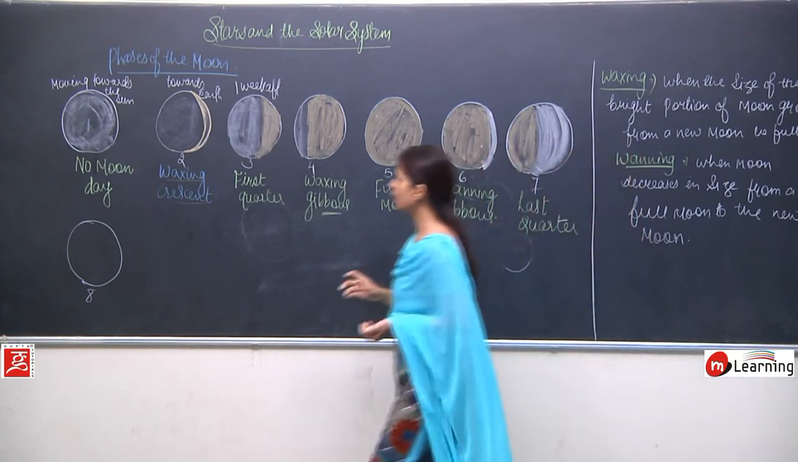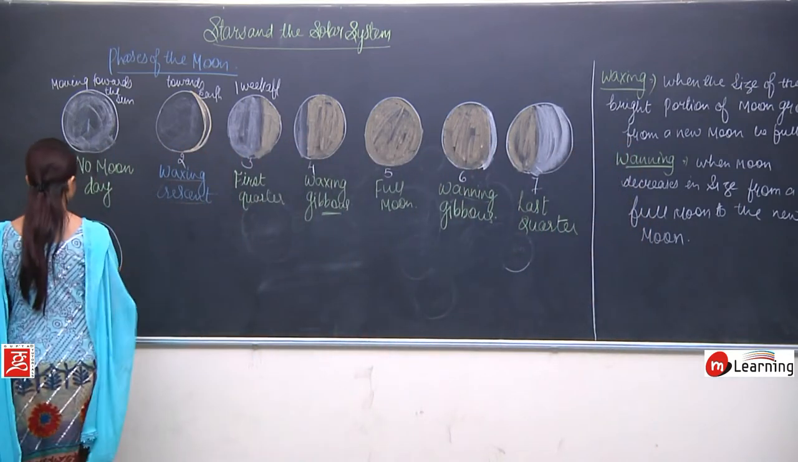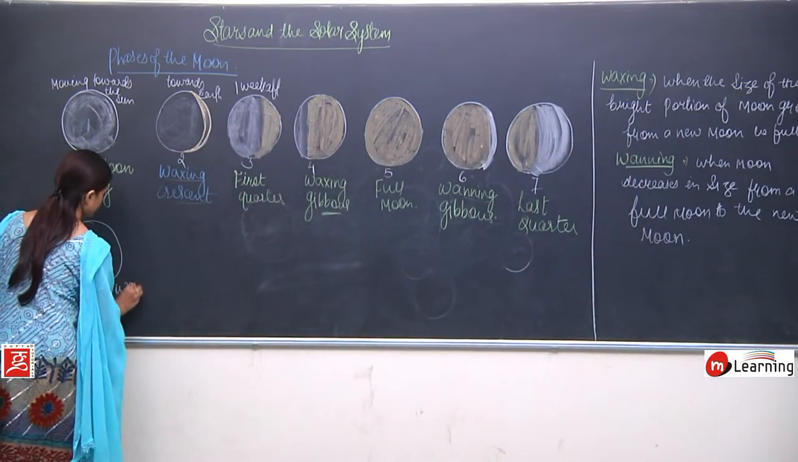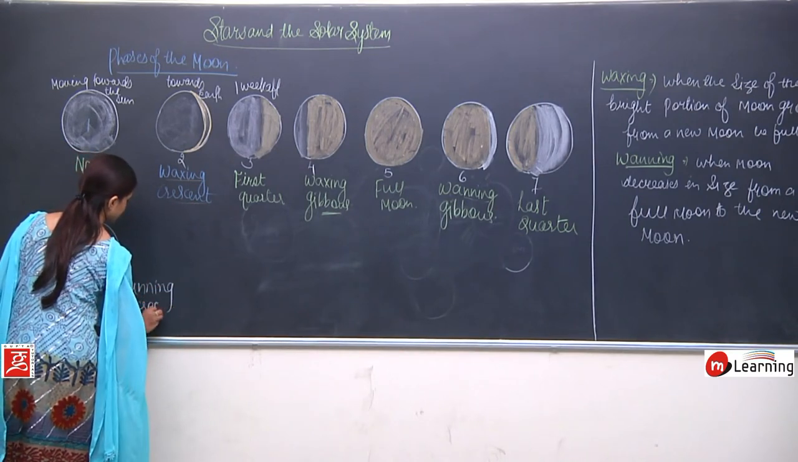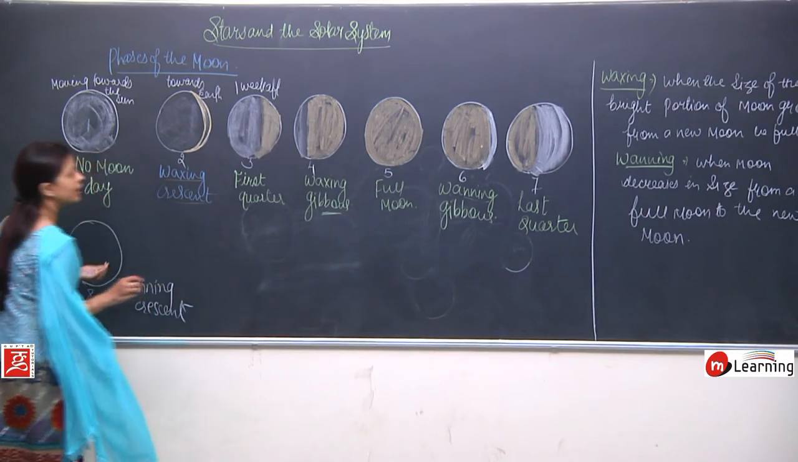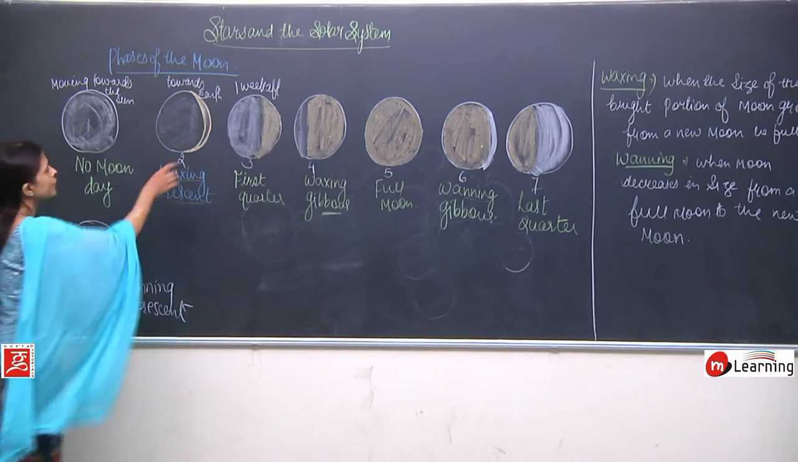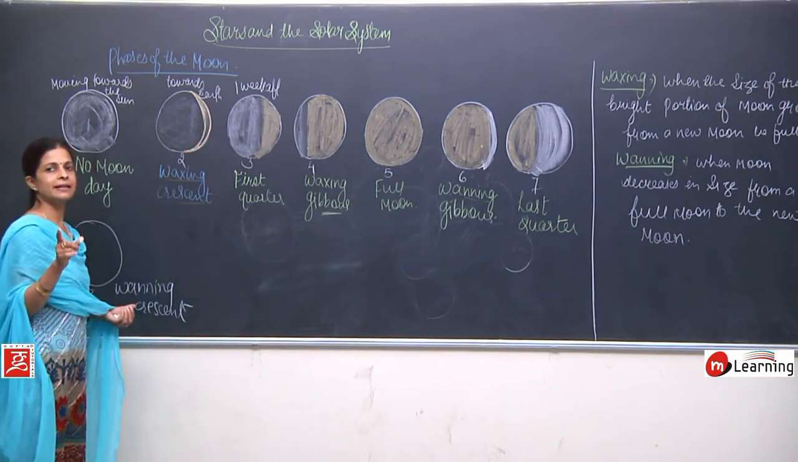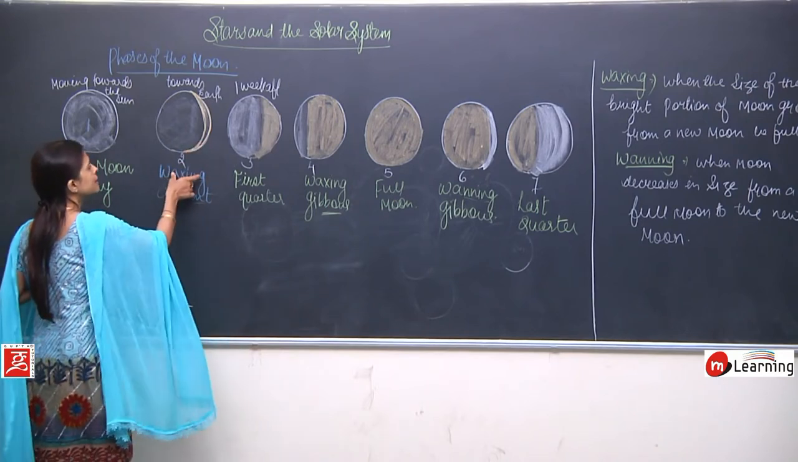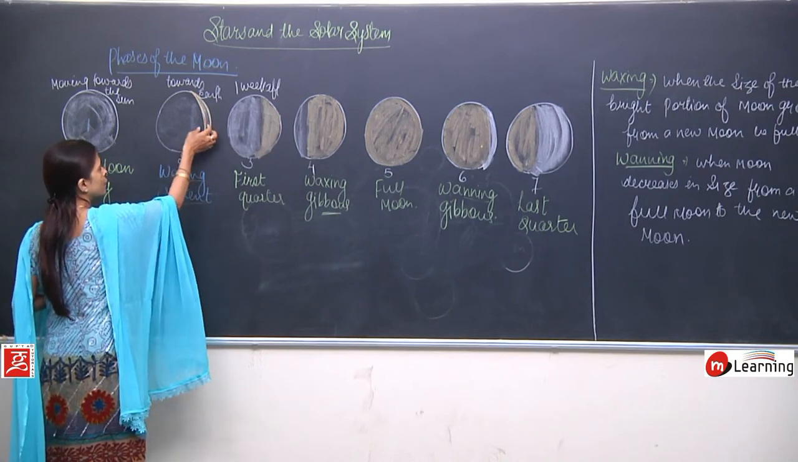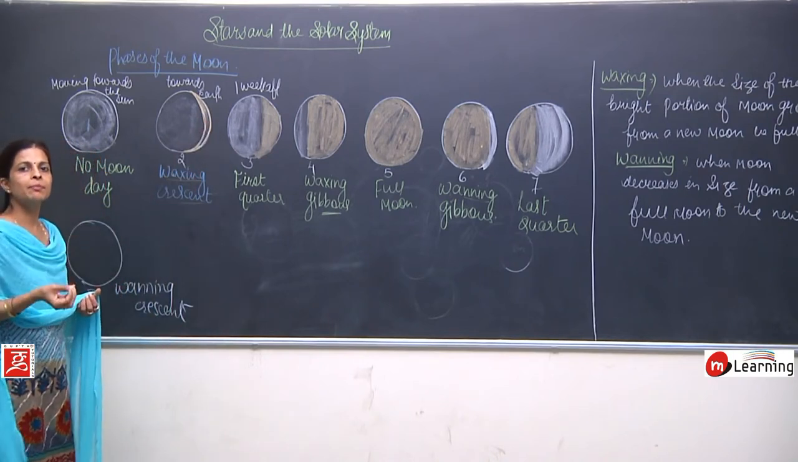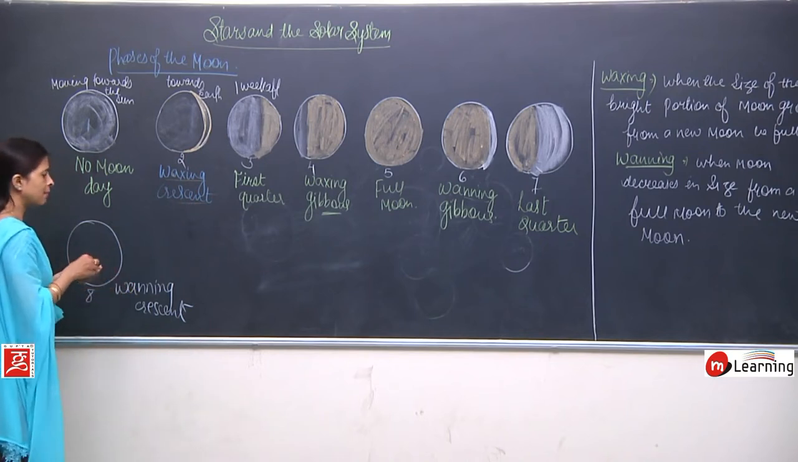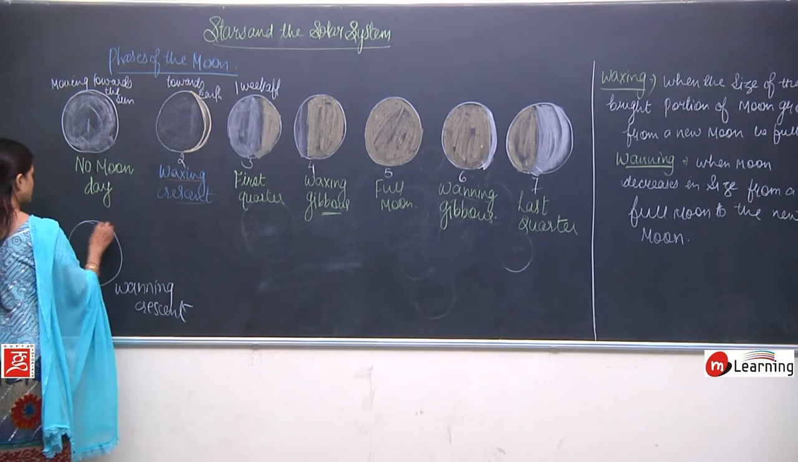Now after this, what will happen? The waning crescent will come. Now what is the meaning of waning crescent? Crescent we know, but here it was waxing crescent. Waxing crescent means the crescent is appearing and becoming bigger, but now here it's becoming very small.